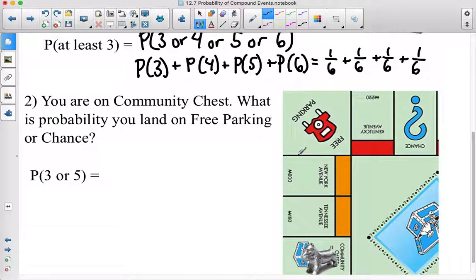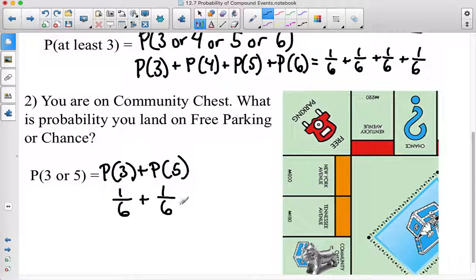We'll try one more. Let's say you're on Community Chest. So you're right here, you're the dog. What is the probability you land on Free Parking or you land on the Chance? So you would need to roll a 3 or a 5. And because we're using the word or, it's going to be simply addition. Probability of 3 plus the probability of 5. 3 is a 1/6 chance. 5 is a 1/6 chance. So we get 2/6, or a 33% chance, a 1 out of 3 chance that I land on one of those two spots.